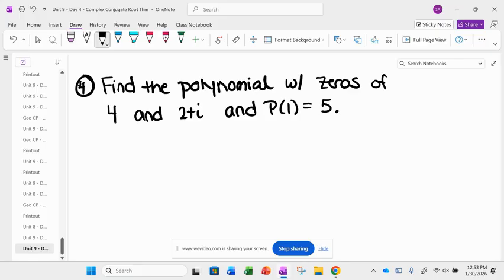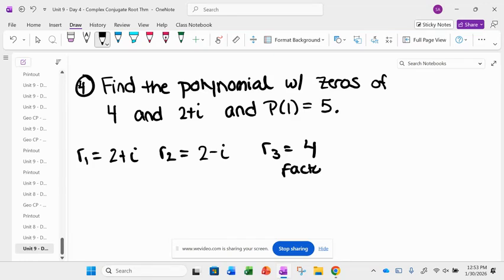Okay. Ignore the P of 1 equals 5. Let's just put that on the back burner right now. Let's find the polynomial with zeros 4 and 2 plus i. So if root 1 is 2 plus i, what does that mean for root 2? It is 2 minus i, and then root 3 has to be 4. Well, because root 3 equals an integer, what do we know? The factor has to be x minus 4. So we're good there.